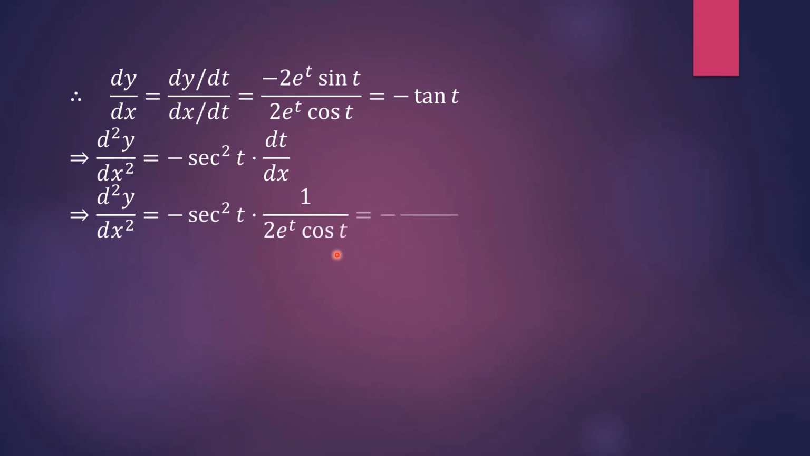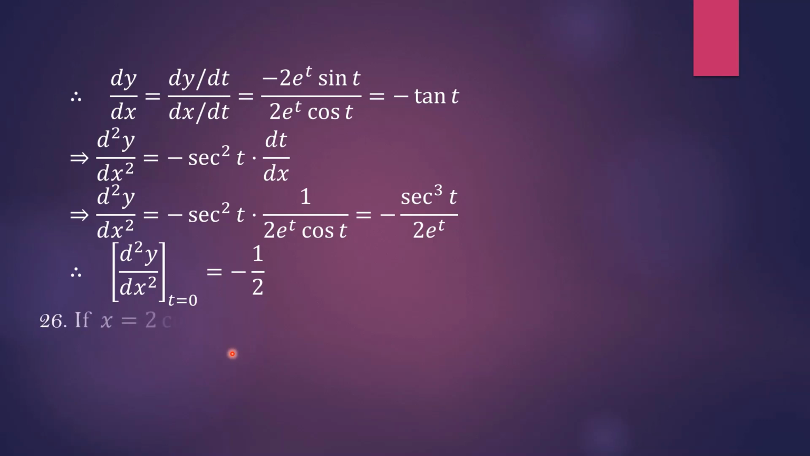So this cos t can go to the numerator, and it is sec cube t divided by twice e to the power t. And so d2y/dx2 at the point t equal to 0 will be equal to minus half, because sec 0 is 1, e to the power 0 is also 1, so it is 1 by 2.